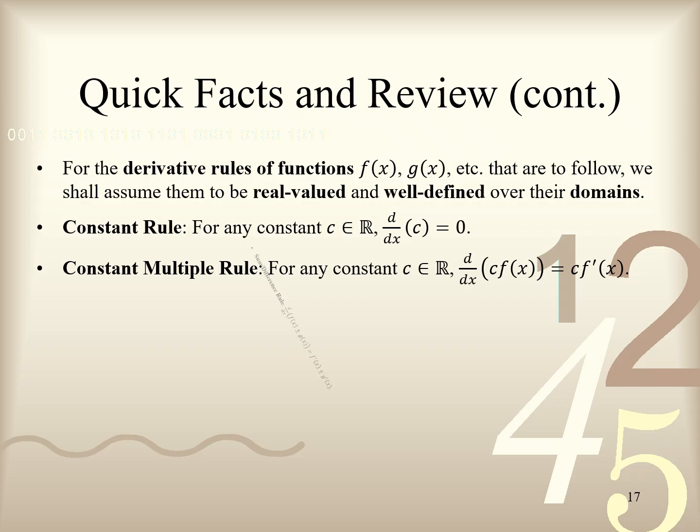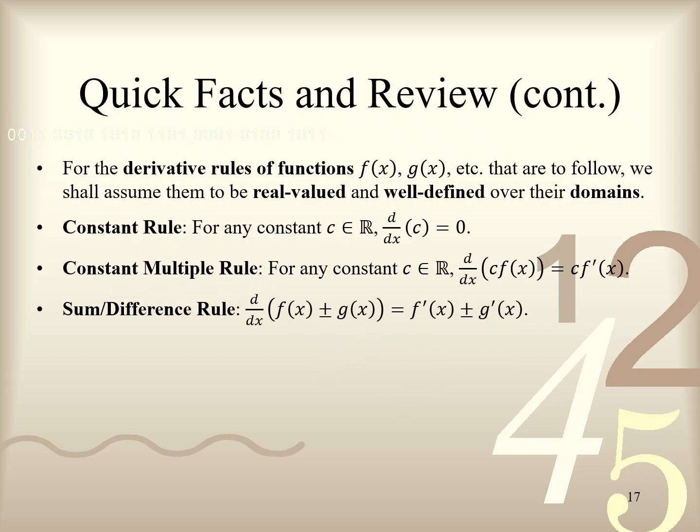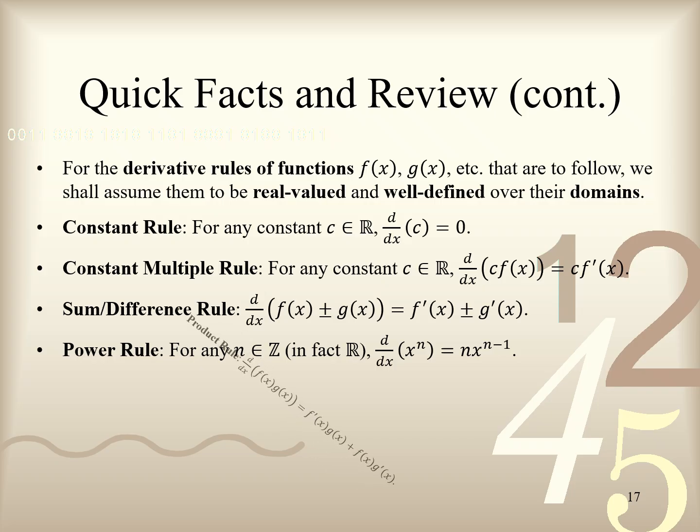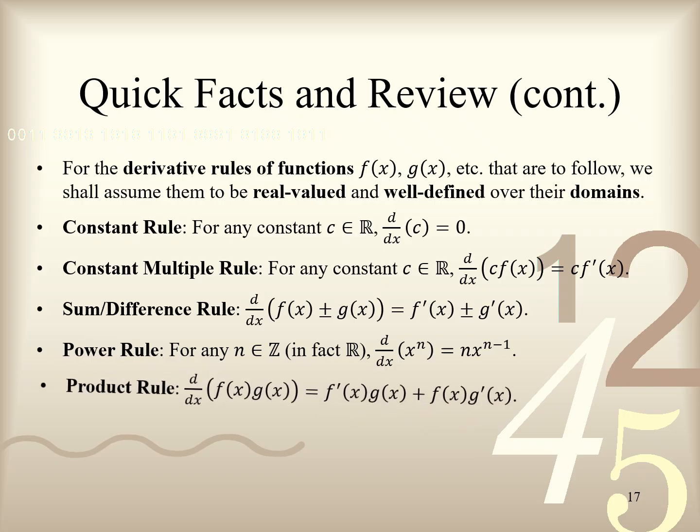The sum or difference rule states that the derivative of the sum or difference of two functions f and g equals the sum or difference of the derivative of f and the derivative of g. The power rule states that the derivative of the function x to the power n, for any integer or real number n, equals n times x to the power n minus 1. The product rule states that the derivative of the product of two functions f and g equals the sum of the derivative of f times g and f times the derivative of g.